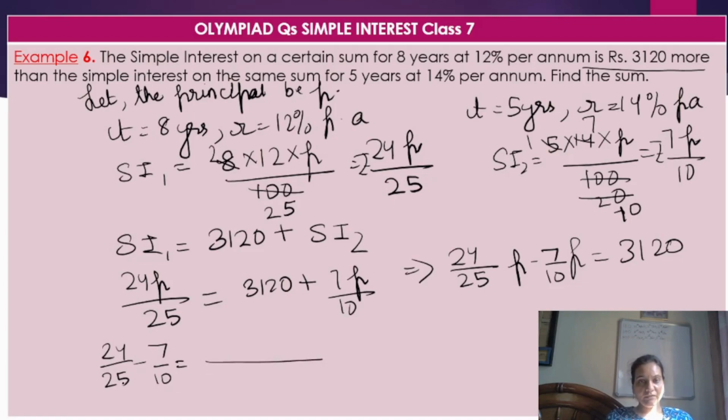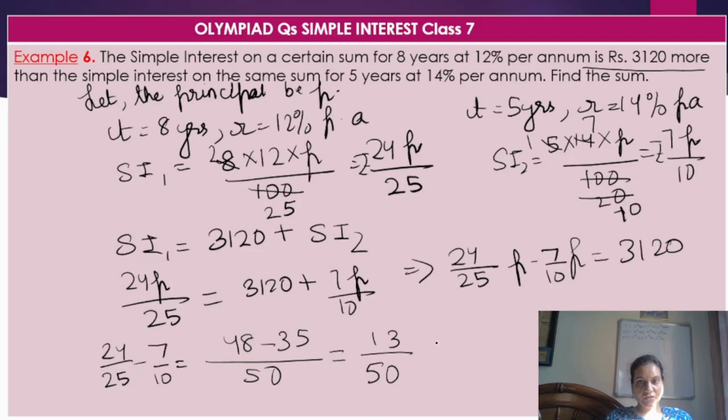So that will be the LCM. What will come out? It will be 50 for these two, 25 and 10. So 50 divided by 25 is 2, 2 into 24 is 48. Here, 50 divided by 10 is 5, and here it is 5 into 7, 35. So 48 minus 35, if I do that, 8 minus 5 is 3 and 4 minus 3 is 1. So it will be 13/50.